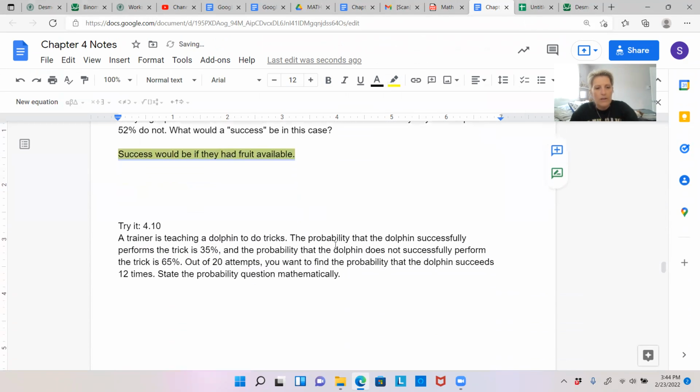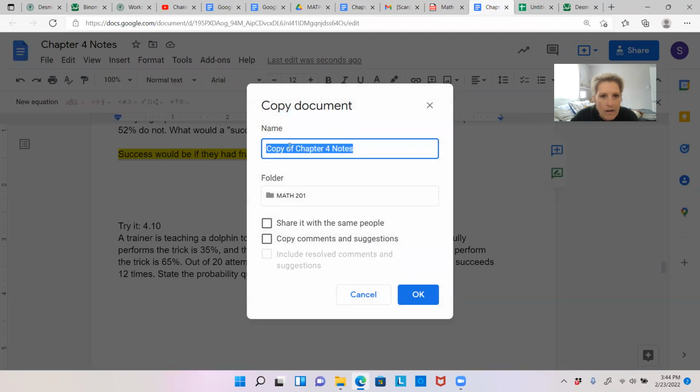I have my answers here. Okay. So it says a trainer is teaching a dolphin to do tricks. The probability, do this as filled in.